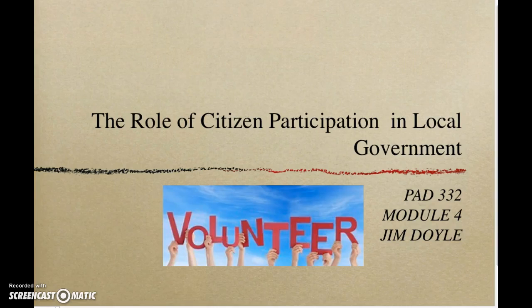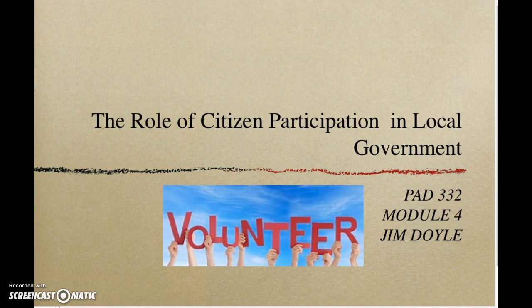This week, the focus of our discussion board assignment and our short paper is on the role of citizen participation in local government. In your discussion, you'll be looking at public participation and potential benefits to the municipality. And in our short paper, you'll be evaluating public participation in the context of whether it's helpful or harmful to a municipal government.